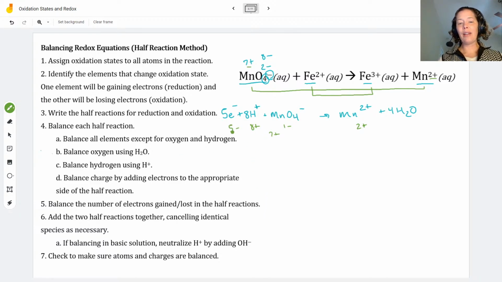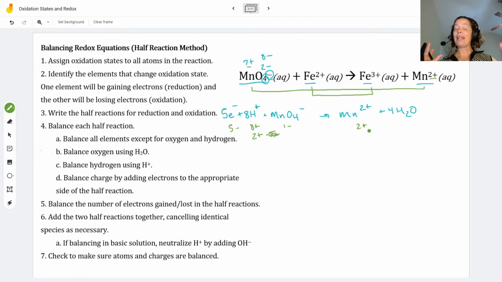So if I have -5 plus 8 minus 1, that gives me not an overall charge of +7, but now this is an overall charge of 2 plus, so they are equal. So again, I didn't have to get them to 0. I just had to get them equal.